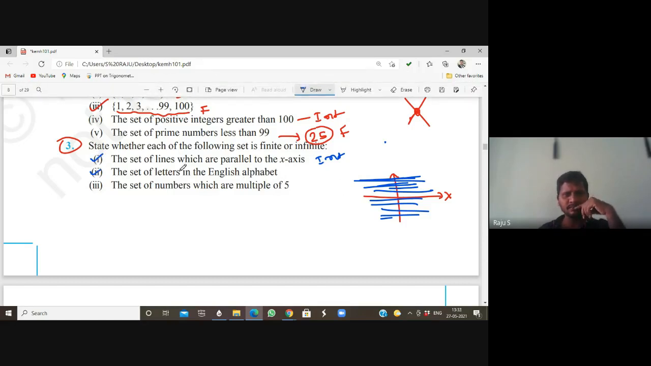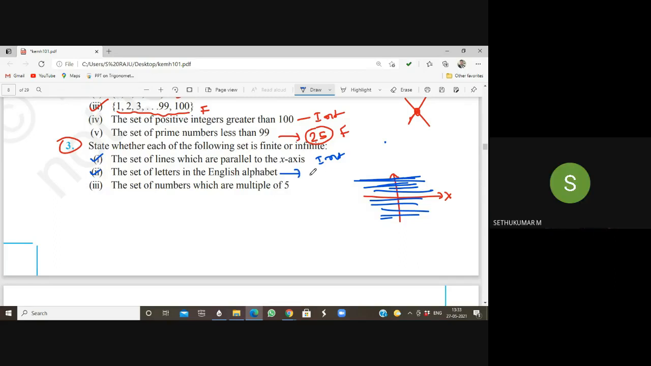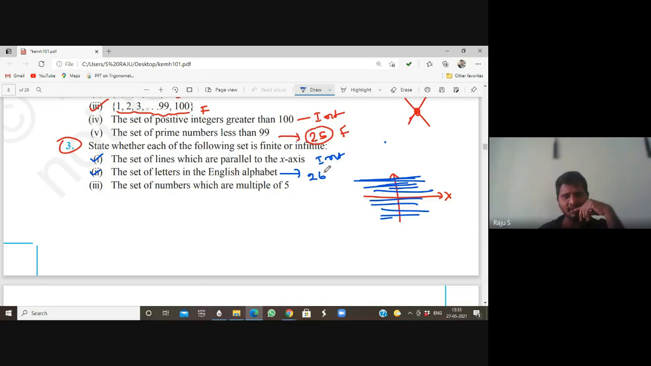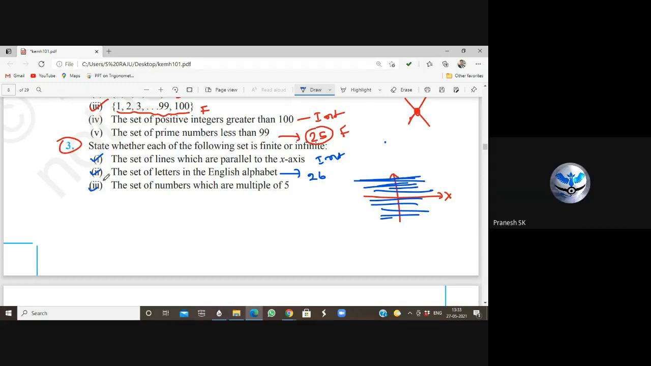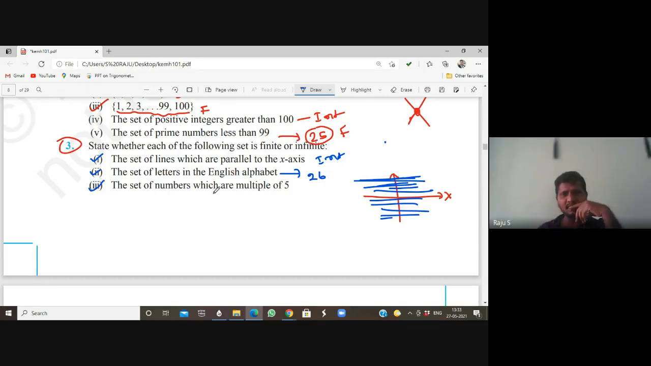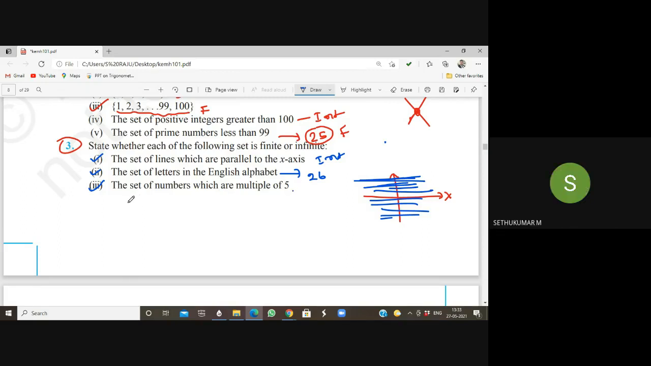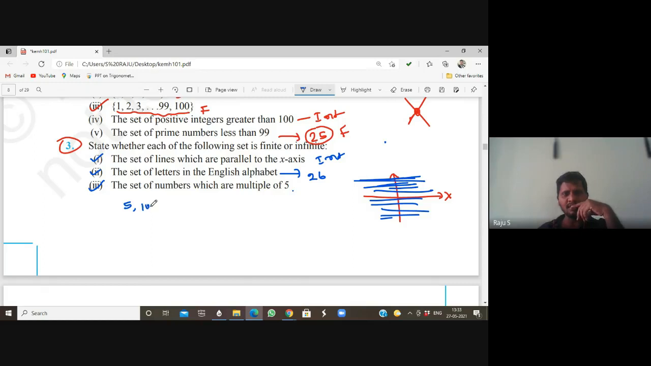Second one, English alphabets. How many are there? 26. Finite or infinite? Finite. Third subdivision. The set of numbers which are multiples of 5. Infinite. 5, 10, 15, and so on up to infinity, and 0, -5 and so on. A multiple of 5 clearly has infinitely many.